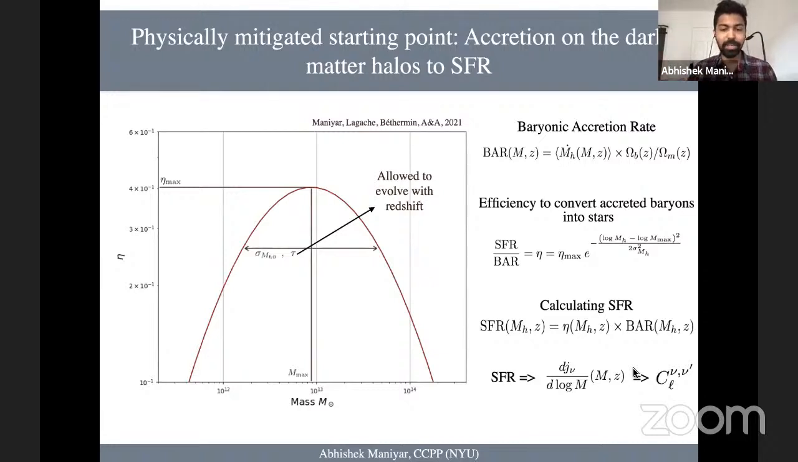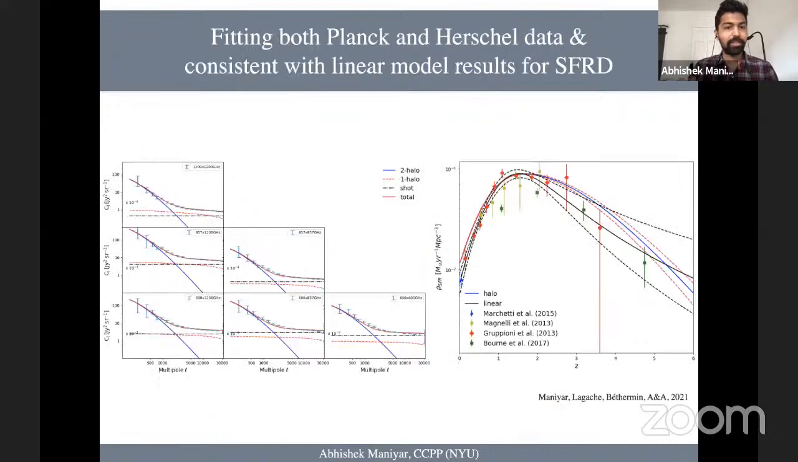We have just 4 parameters, and with those 4 parameters, we were able to fit both the Planck and Herschel data, which we show here, the power spectrum measurements for the Planck and Herschel data. At the same time, the big improvement is that we were consistent with the SFRD measurements coming from the linear model, which we show here. This is from the halo model, and the dashed lines in black are from the linear model. So this is a big improvement over the previous halo models, and considering that it had just 4 parameters, this is fantastic.